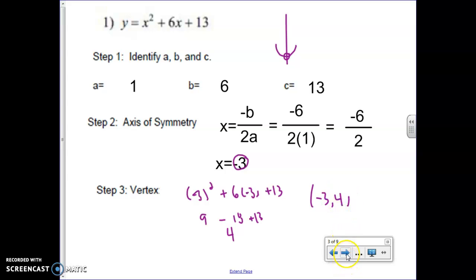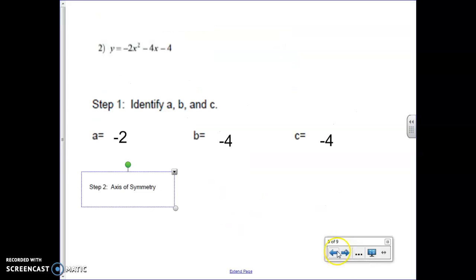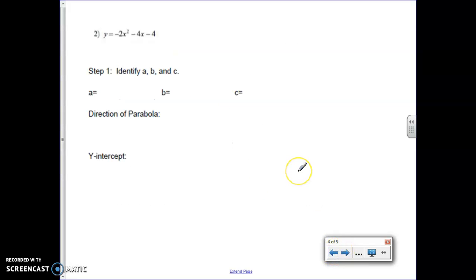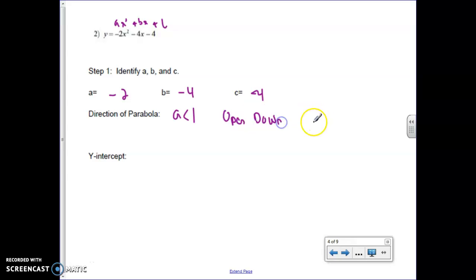So let's just look at one more example, guys. This is number 2, right at the bottom of the page. Going too fast here, huh? All right, so we want to identify the a value, the b value, the c value. So a is negative 2, b is negative 4, and c is negative 4. So it's ax squared plus bx plus c. In this case, a is less than 0, so that means it's opening down. So that means it's going like that. The y-intercept is still c, so we're going to say the y-intercept is (0, negative 4).